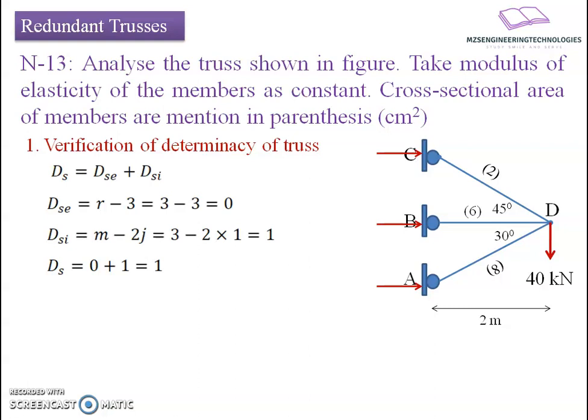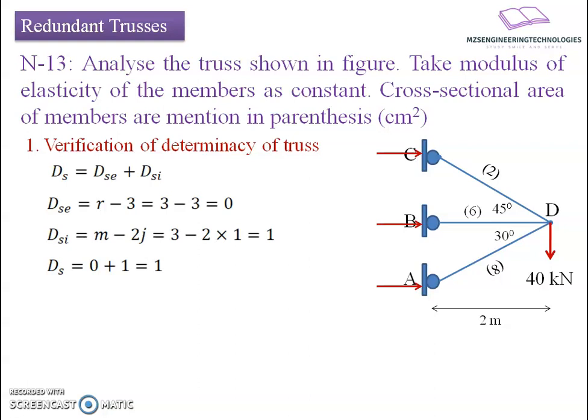When we talk about internal compatibility, we have the equation m minus 2j, where m is the number of members, which is 3 here, minus 2 into 1, as only one joint is available. This results in a value of 1, which shows that it is internally not compatible with reference to the statically admissible case. Hence the degree of static indeterminacy equals 0 plus 1, resulting in a value of 1, which means one member force is in excess.